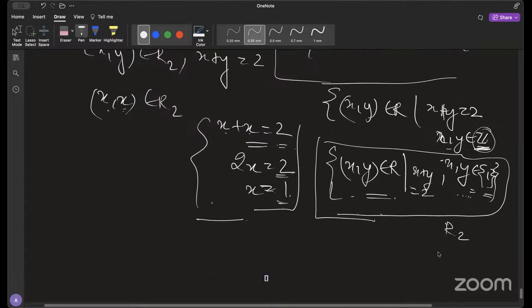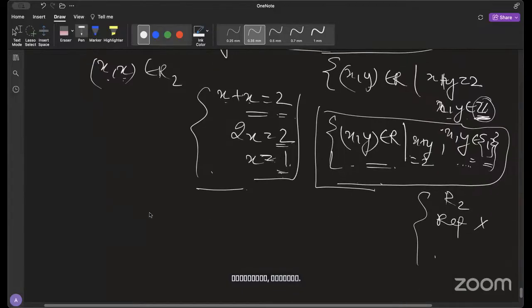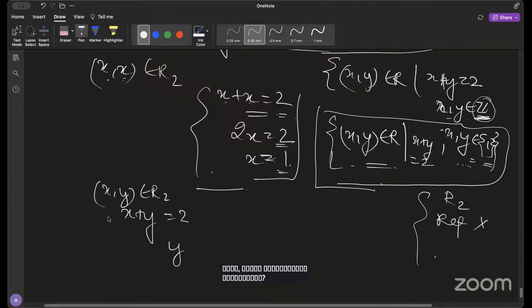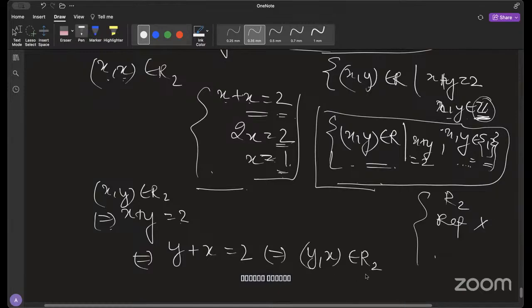So R2 is not a reflexive relation. Then we have to check for symmetry. So let's just say that your x plus y is 2. Then your y plus x is 2 too; this happens when this is true, and this happens when this is true. That means your (y, x) is also in R2. Is it fine? It goes both ways. This implies this and this implies this. Is it fine?